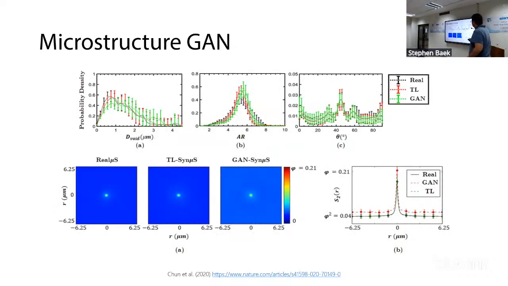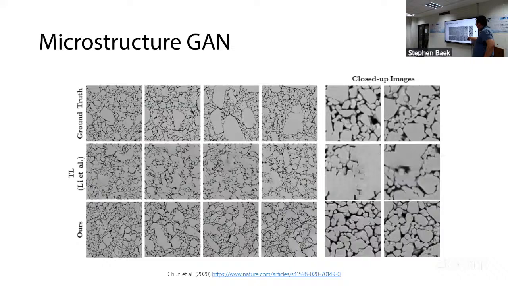Quantitatively speaking, the GAN-generated microstructures are very realistic. I'm not going to go into the nitty-gritty details, but in terms of the void diameter, aspect ratio, and orientation, the distributions of the synthetic images are actually very similar to the distributions in the real images. So this is a typical way of quantifying how good the generated images are, on top of visual inspection.